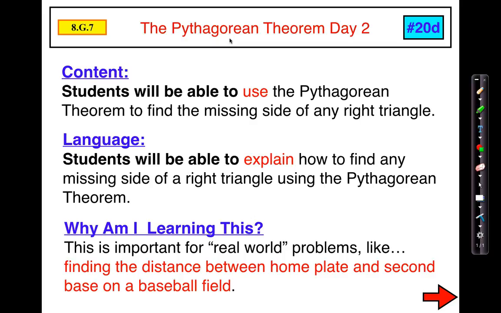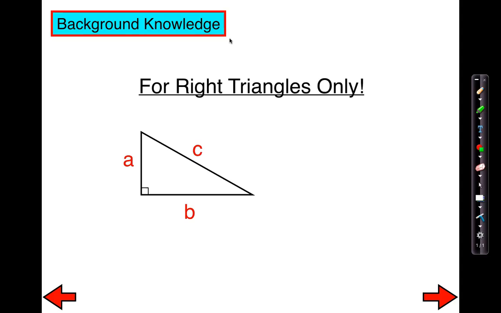And why am I learning this? Well, it's important for real-world problems like finding the distance between home plate and second base on a baseball field. So the difference between today's lesson in comparison to the previous lesson is now we're going to be finding lengths that are not perfect squares. So what are we going to do if the answer is, for example, square root of 51? That's not a perfect square. So we're going to see how we would handle that kind of problem.